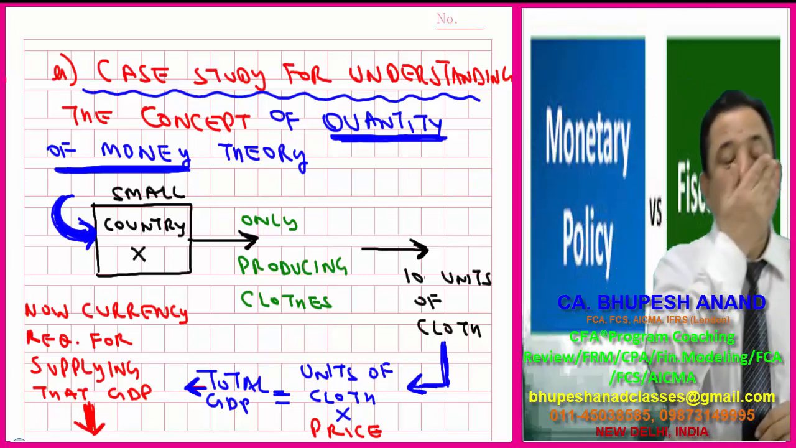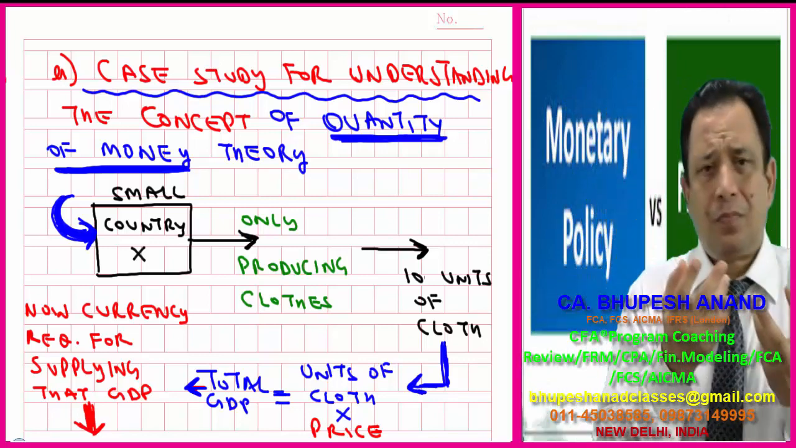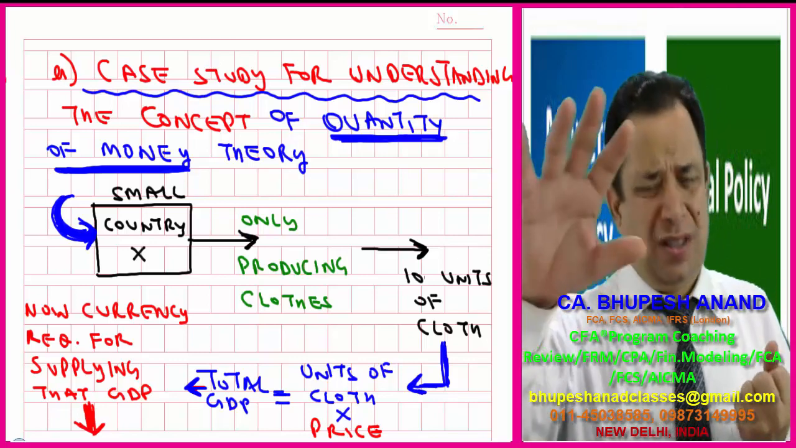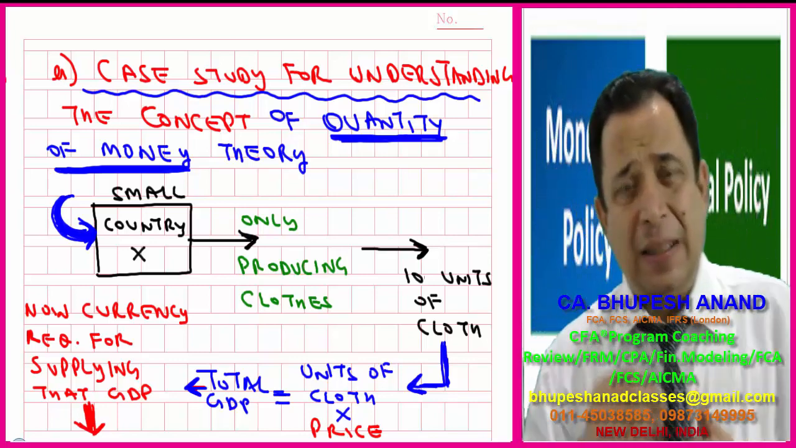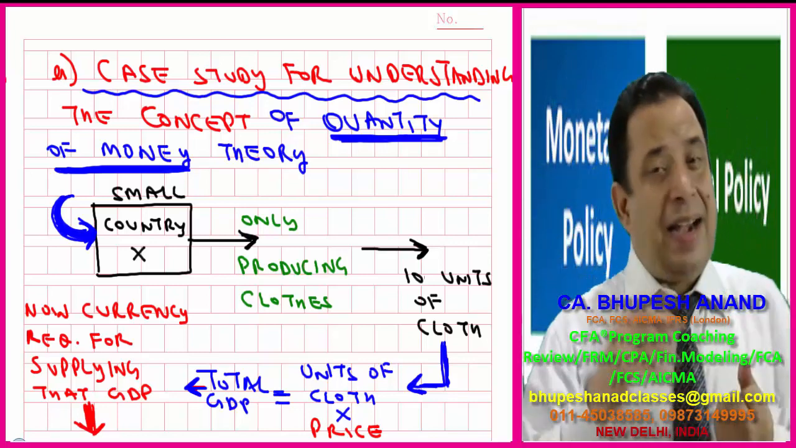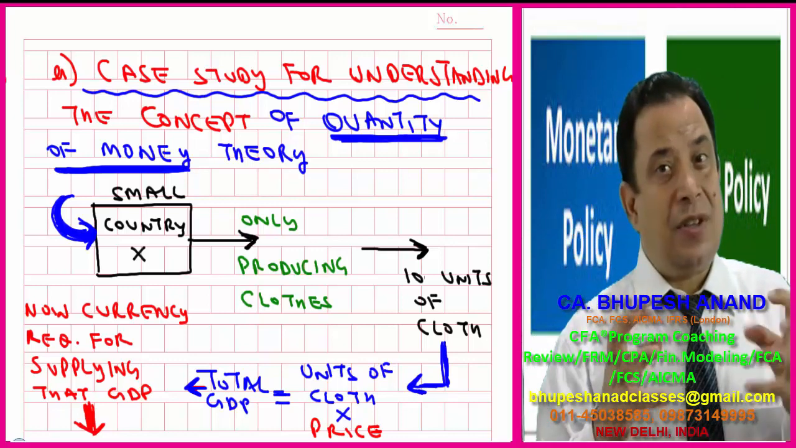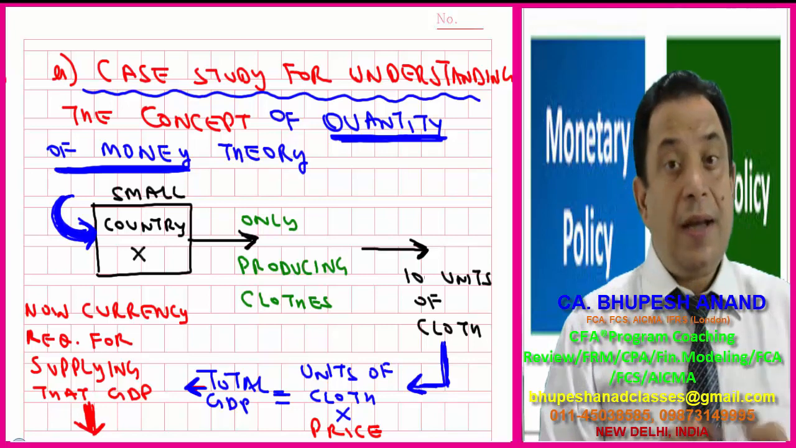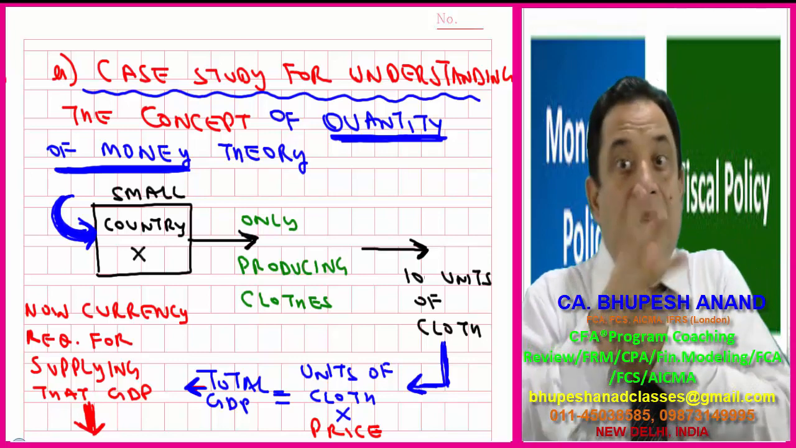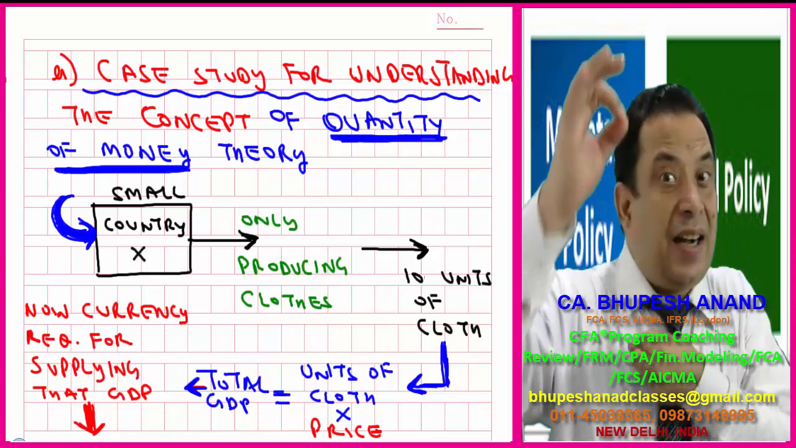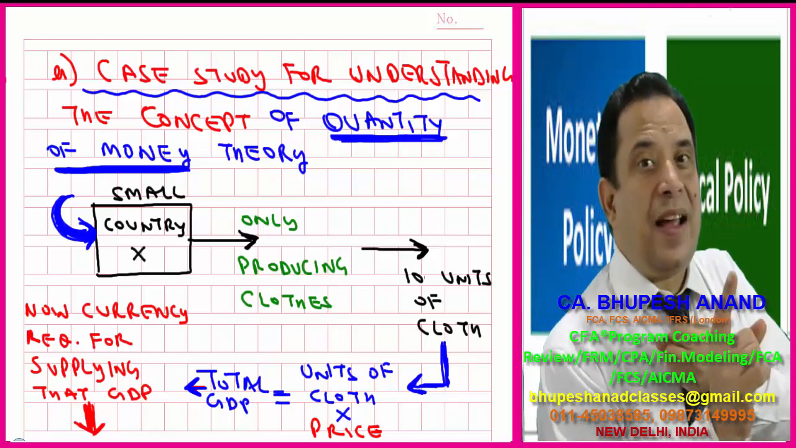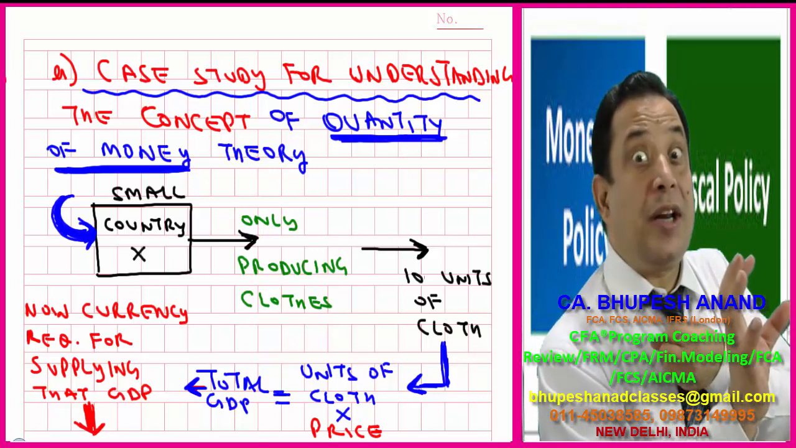For example, if I just assume that there is a small country and that small country is only producing one product, which is cloth. I am just hypothetically assuming it. And 10 units of cloth are being produced by that country, and one unit is being sold at $100. It means 10 units will be sold at $1,000. It means the total spending in that small country will be equal to $1,000. It means if total spending in that country is $1,000, it should be equal to the money supplied in that country. That is total money supply, total quantity of money.